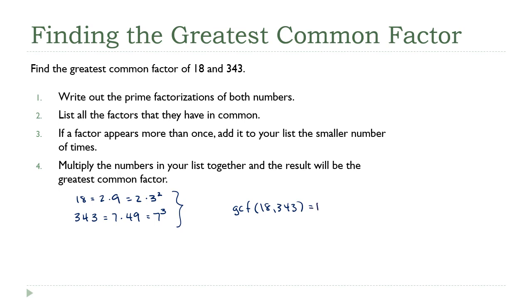In fact, two numbers that have this property where the greatest common factor is 1, they have a special name, and we say that they're relatively prime.